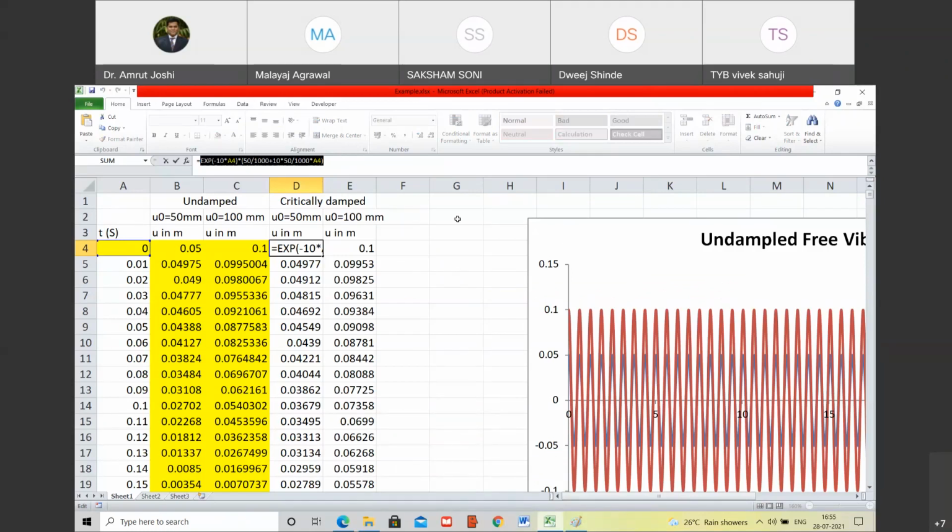Yes. So look at what is the formula. Exponential, that means e raised to minus 10 times A4. What is A4? In column A, I have listed down the values of time. So time runs from 0 seconds, 0.01 second, so on and so forth. So therefore, when I say it is A4, that means it is e raised to minus 10t. So is this the solution?